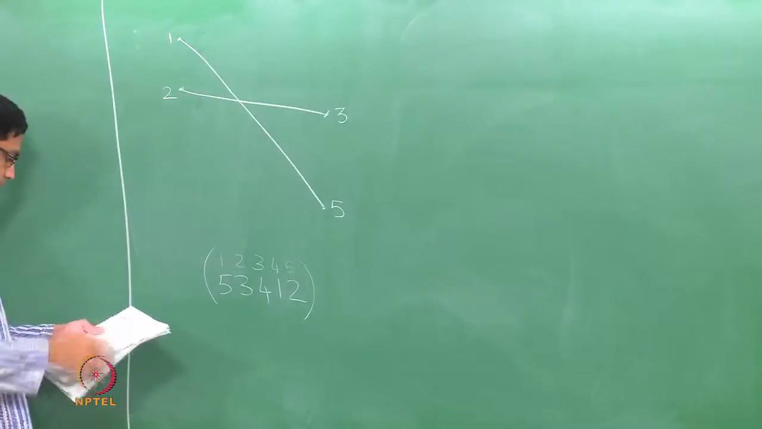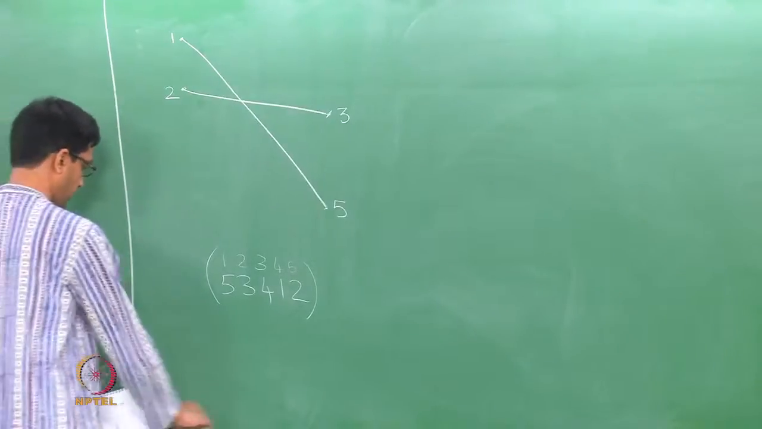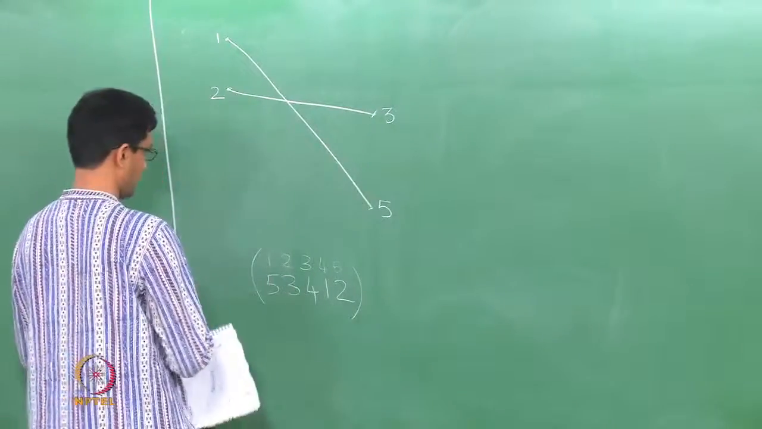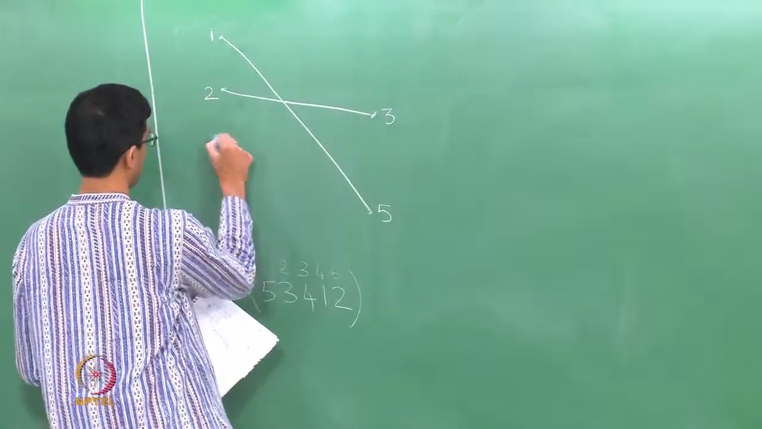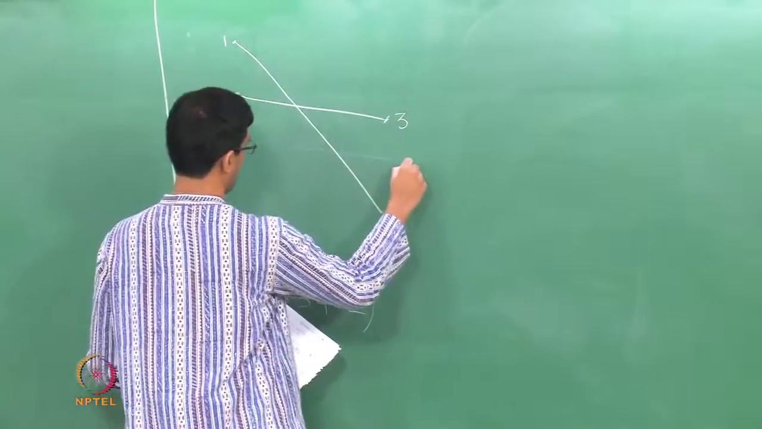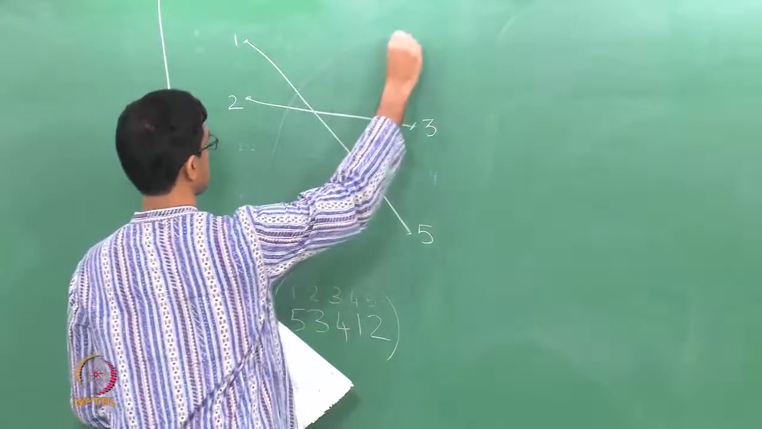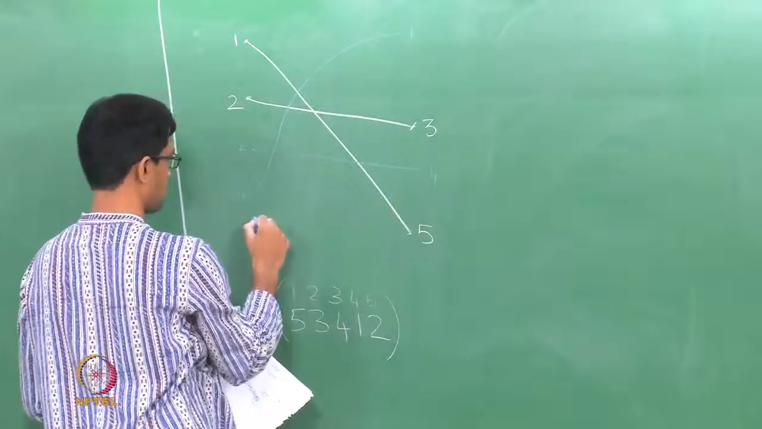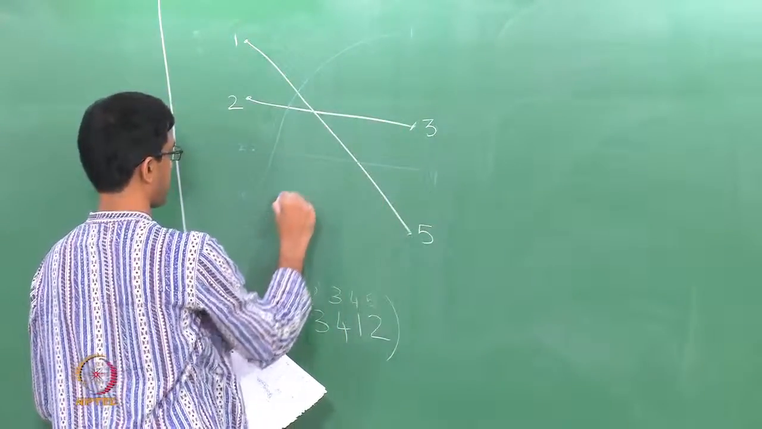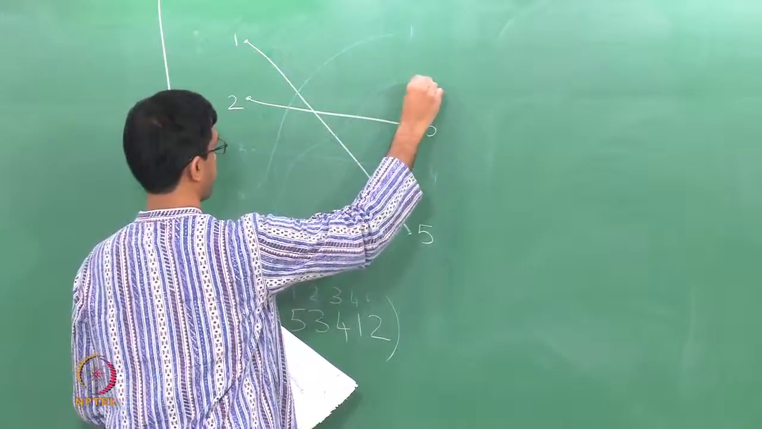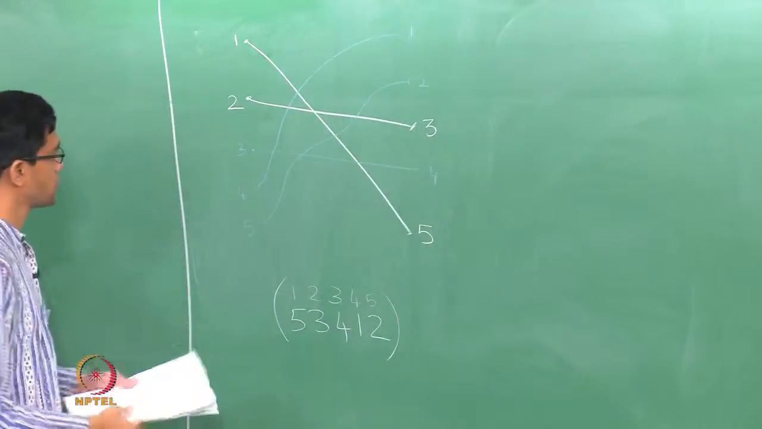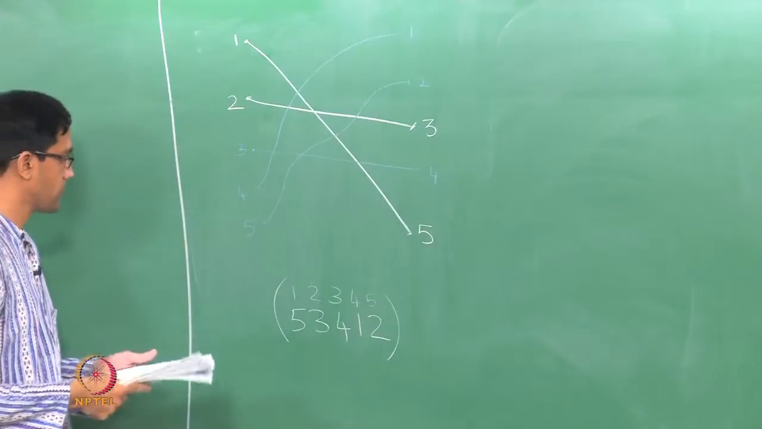I'm not drawing the rest of the lines right now, or maybe I'll just draw them a little light. 3 maps to 4, so I have 3 maps to 4, 4 maps to 1, and 5 maps to 2, right. So that's really the diagram of this permutation.